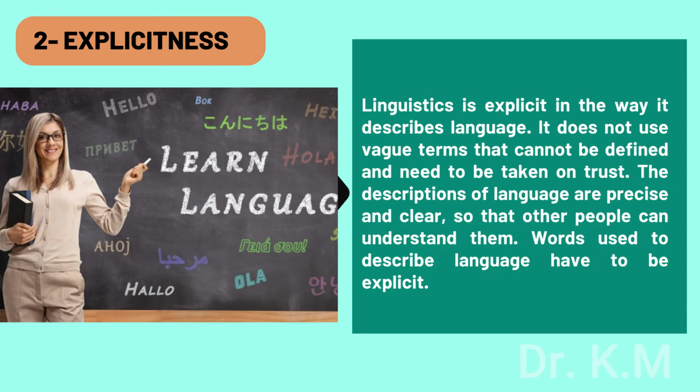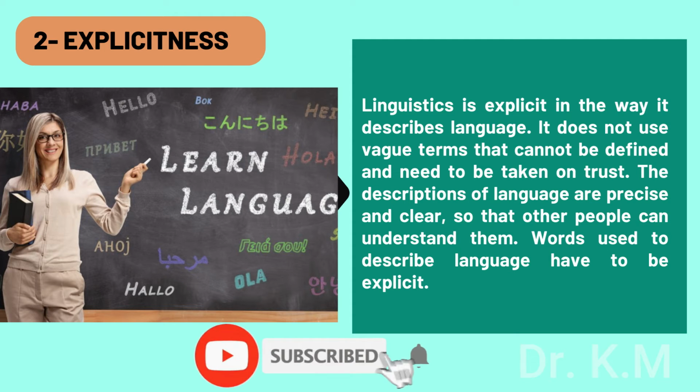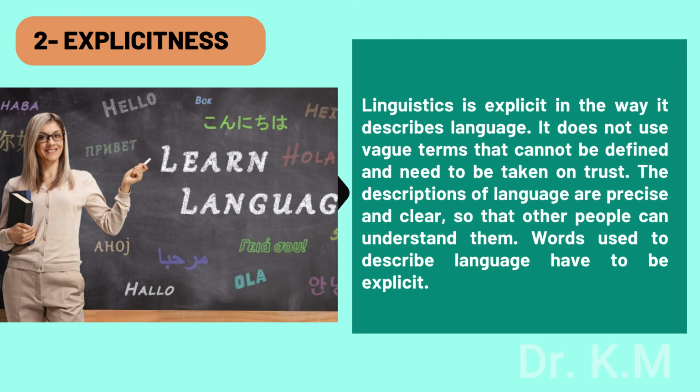2. Explicitness. Linguistics is explicit in the way it describes language. It does not use vague terms that cannot be defined and need to be taken on trust. The descriptions of language are precise and clear, so that other people can understand them. Words used to describe language have to be explicit.